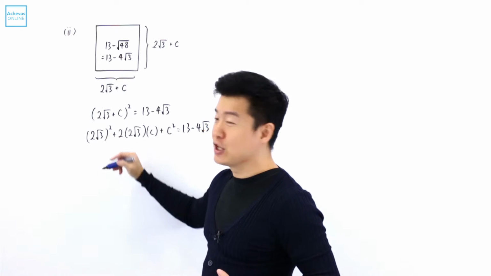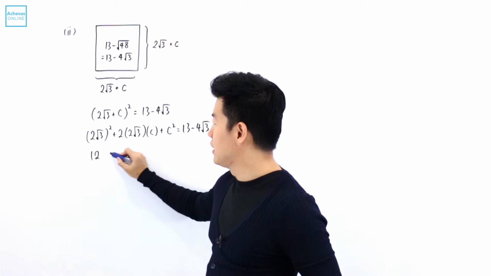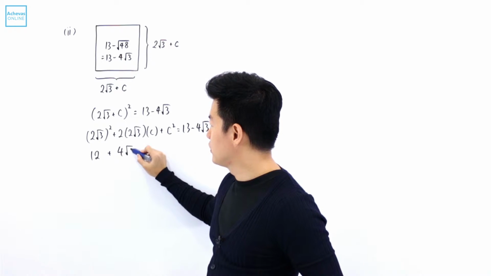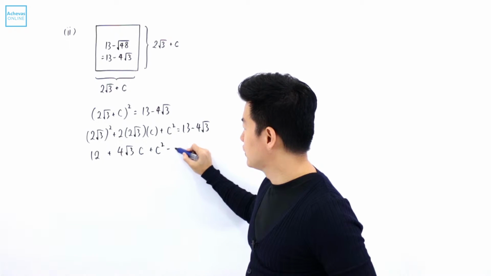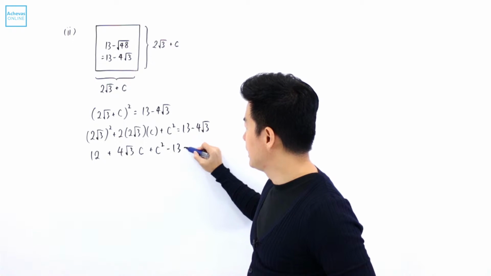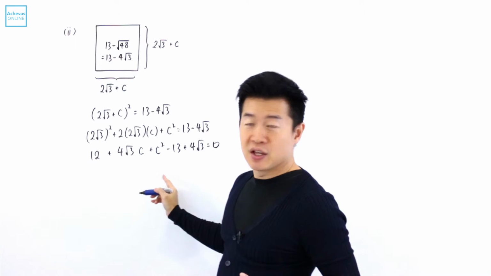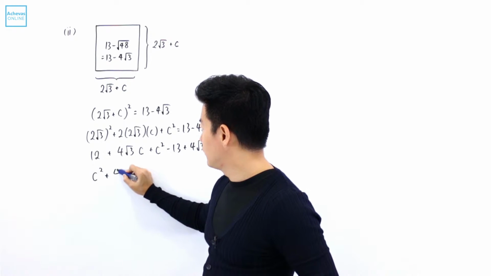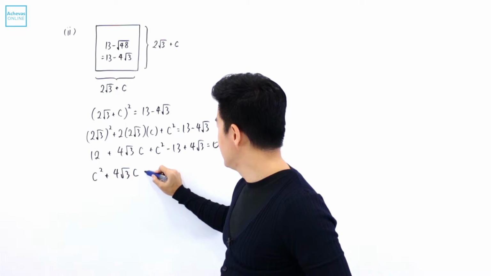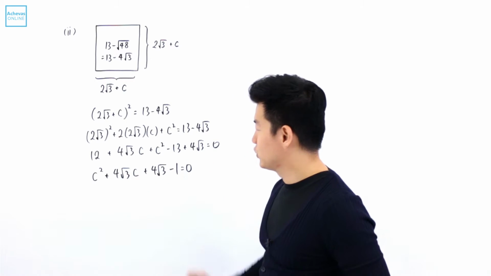(2 square root of 3) squared will become 4 multiplied by 3, so this is 12 plus 4 square root of 3 c plus c squared. This I'll bring over to the left hand side, so minus 13 plus 4 square root of 3 is equal to 0. So simplifying this, I will get c squared plus 4 square root of 3 c plus 4 square root of 3 minus 1 is equal to 0.